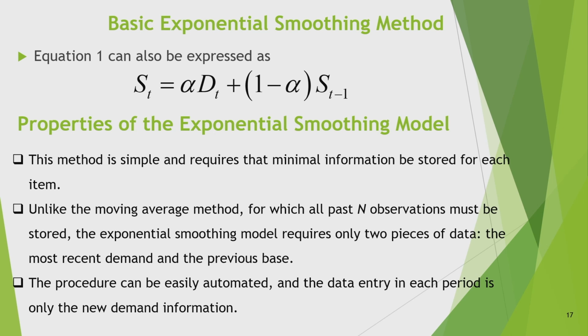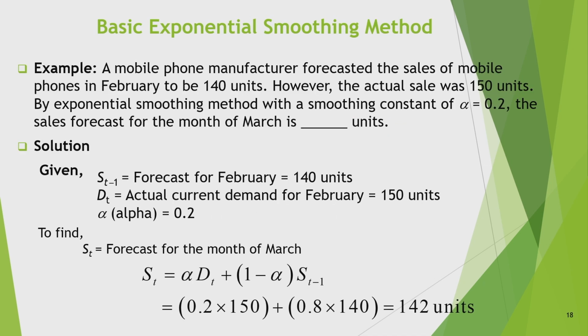So, the properties of the exponential smoothing model: this method is simple and requires that minimal information be stored for each item. Unlike the moving average method, for which all past observations must be stored, the exponential smoothing model requires only two pieces of data, the most recent demand and the previous base. We only need to store d_t and S_(t-1). The procedure can be easily automated and the data entry in each period is only the new demand information.